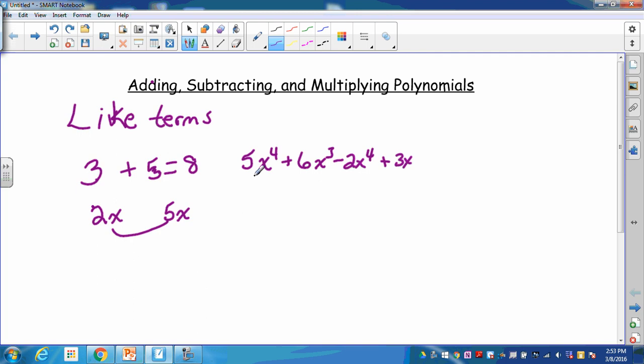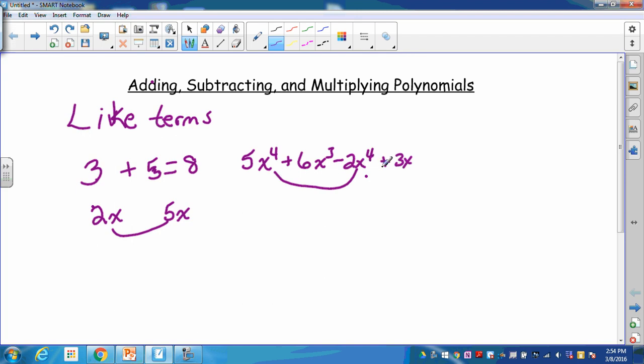what I want to do first is look to see if I have any like terms that I can combine together. I have a 5x to the 4th, so I'm looking for any other terms with x to the 4th power. Let's go to our next term, 6x to the 3rd. That has an exponent of 3, therefore these two are not like terms. Let's go to the next one, minus 2x to the 4th. That has x to the 4th power, which means minus 2x to the 4th and 5x to the 4th are like terms. I can combine those.